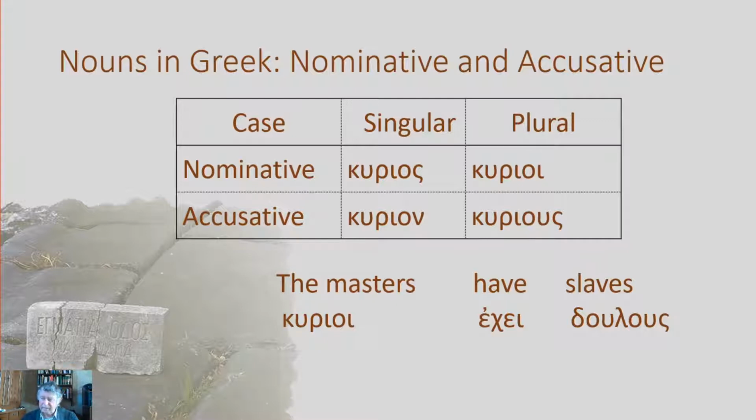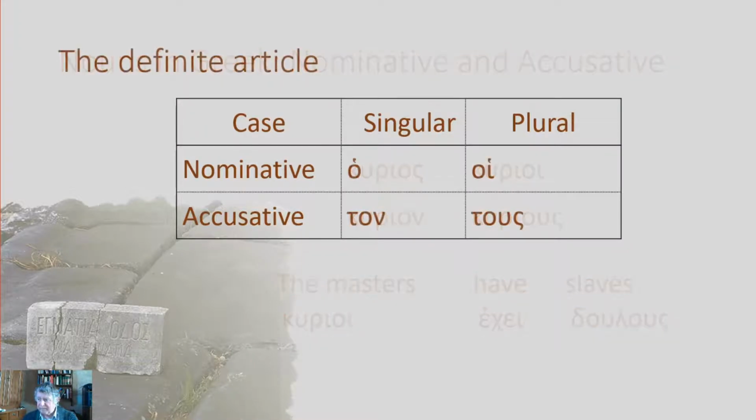Now, I've skirted around the issue of the definite article, so I'm going to add some information about it. Just as the noun can be either nominative or accusative, either the subject or the object, and either singular or plural, so can the direct object. The definite article has to agree with the noun.